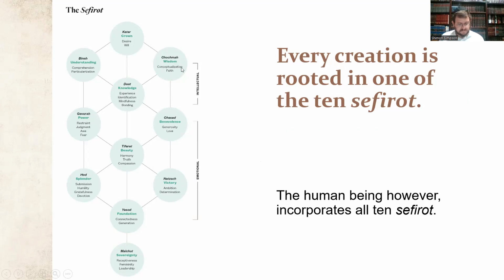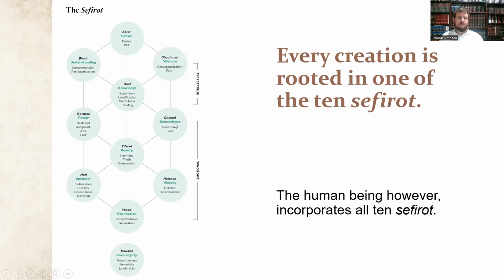Chachma corresponds to the brain. Bina, the heart. Chesed, kindness, right here, the right arm. Gevura, power, the left arm. And so on and so forth.